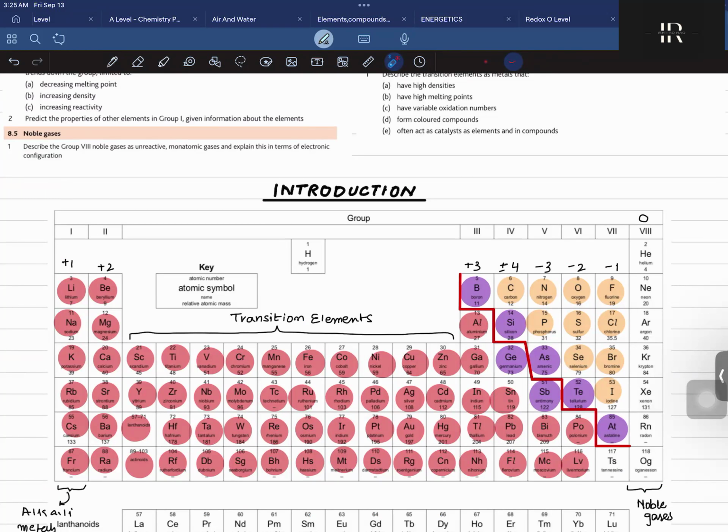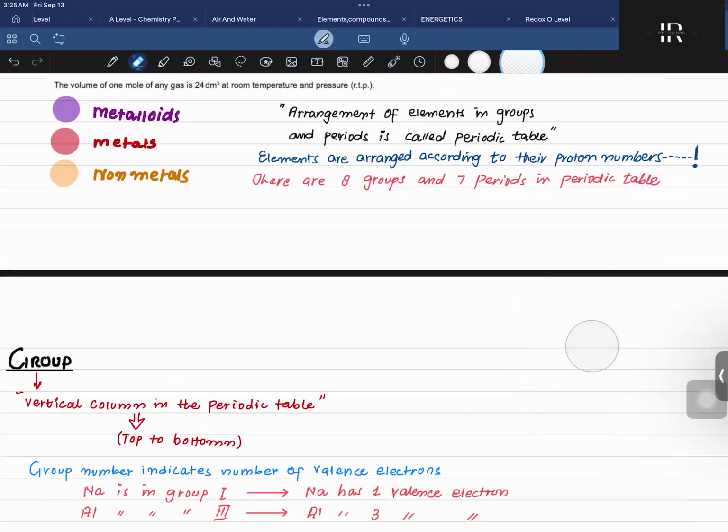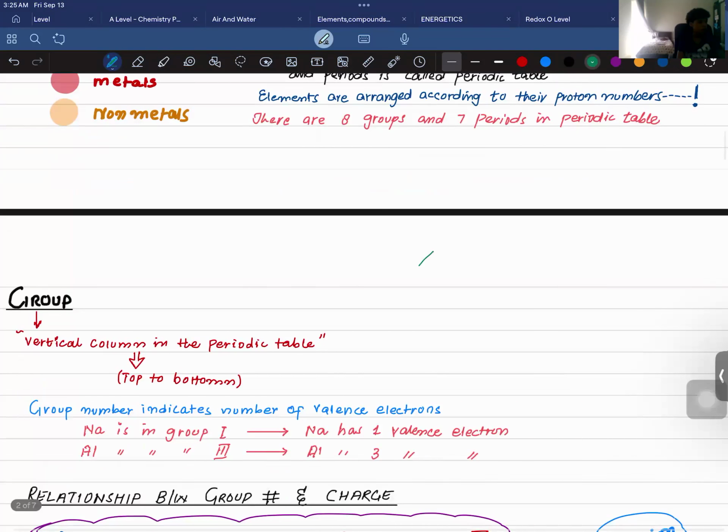So if you know the group number, you can say the outer electrons. And if you know the outer electrons, you can predict the group number. Let's suppose randomly I am giving you the electronic structure of X. I don't know what this is, I just know that the proton number is 19. So I'm asking the group number.